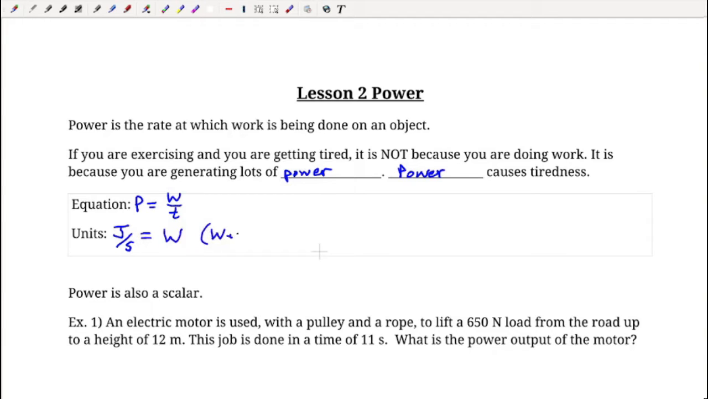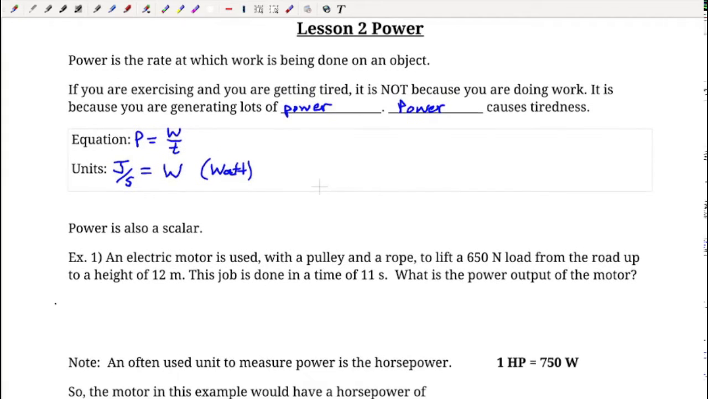So W stands for watt. Don't confuse that with W for work. This is W as a unit, and this is W as a variable. So W for watts is what we're going to measure power in. That would be 1 joule of energy used up every second. Now, fortunately for us, power is also a scalar, so we don't have to worry about vectors, and that's going to make our life just a whole lot more simple.